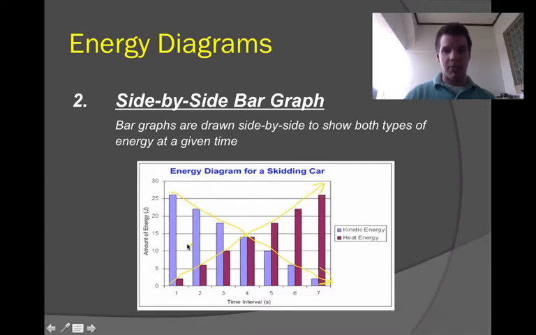This is a side-by-side bar graph because we see both of them represented for any scenario at the same place. So in this first, 1 second time interval, it's a lot of kinetic energy and a little bit of heat energy. At 2 seconds, it's a little bit less kinetic energy, and we see that the heat energy is going up. At 3 seconds, we see that balancing out a little bit more. By 4 seconds, it's even. They're both the same.